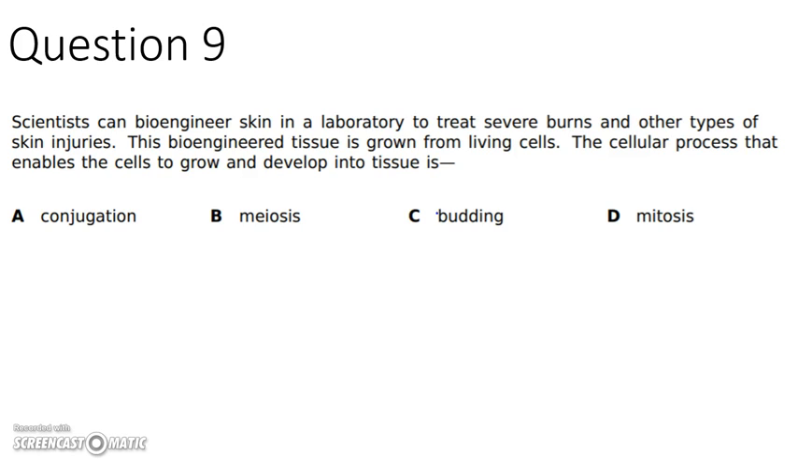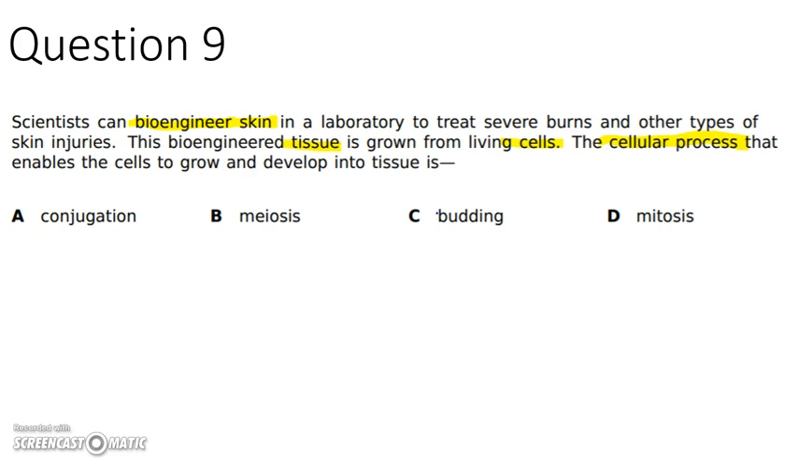So let's break down this question. We want to be sure that we highlight some vocabulary terms first. We see that bioengineer is a word used a couple times, and we are going to be talking about skin here. We see that the tissue is coming from the cells, and that the cellular process is what we're looking for that gives those cells the ability to grow into tissue.